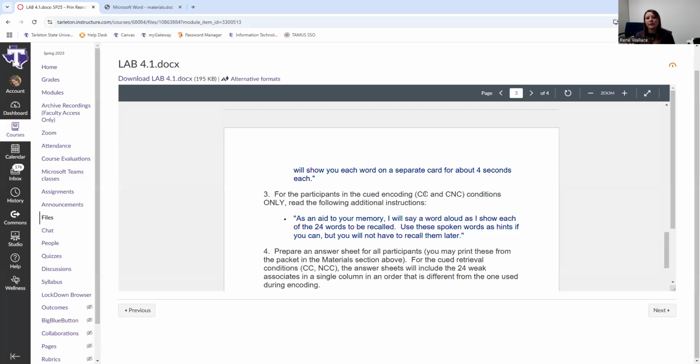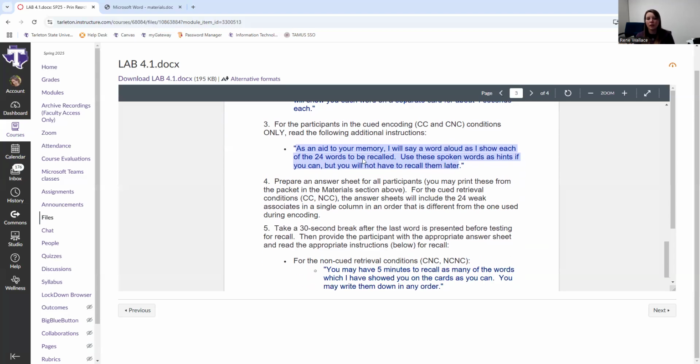So for the participants in the CC and the CNC conditions, read these extra instructions, but don't read these instructions to your other 2 participants. As an aid to your memory, I'll say a word aloud as I show each of the 24 words to be recalled. Use these spoken words as hints if you can, but you won't have to recall these words later. And that's it. That's all you say, and then you start.